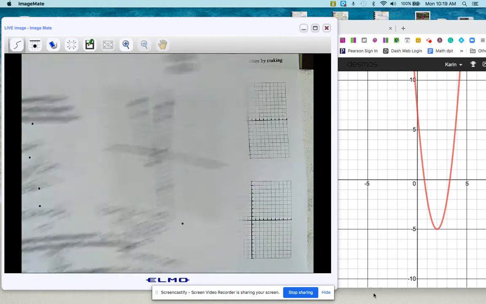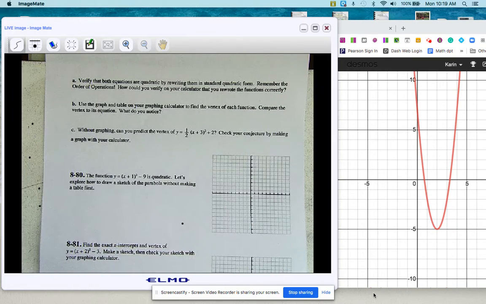Okay, so what you need is this second paper. Hopefully you printed it out. If you don't have a printer at home, you can just use a sheet of regular graph paper, which would be fine.